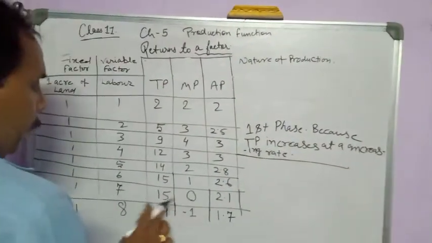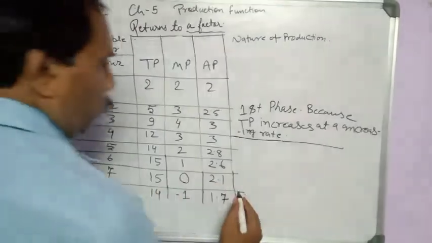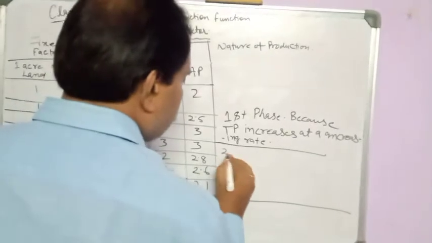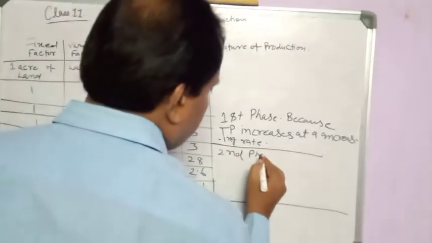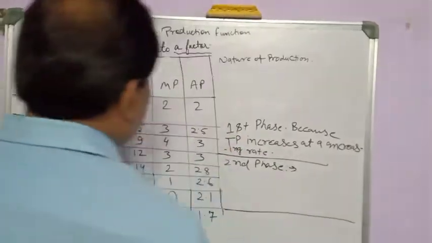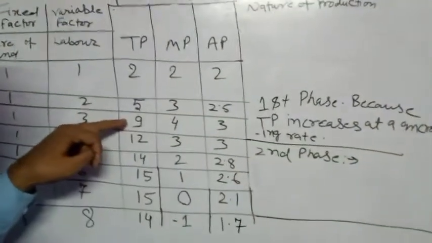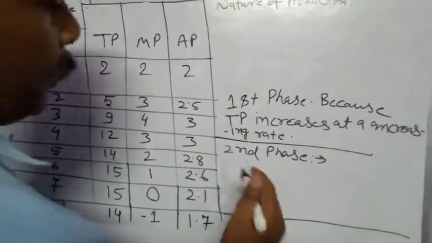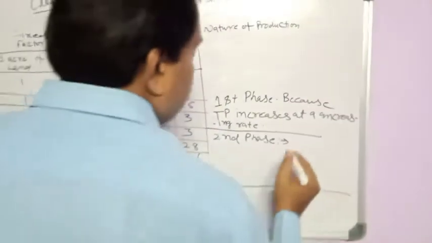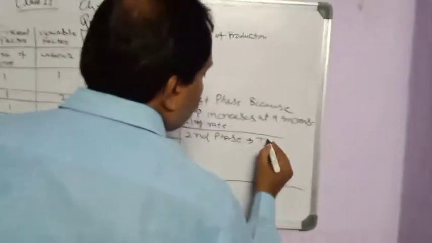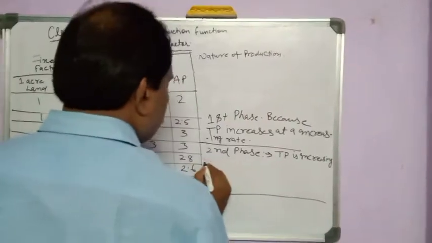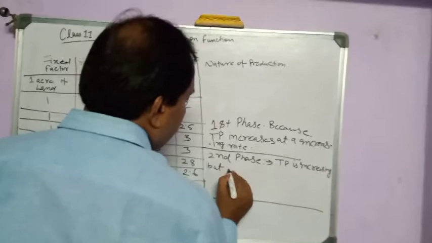Okay, and here the marginal production will become 0. So this is known as the second phase. So why do we say it is the second phase? Because total production is continuously rising, 12, 14, 15 and again 15. Okay, so this is known as the second phase because total production is increasing but at a slow rate.